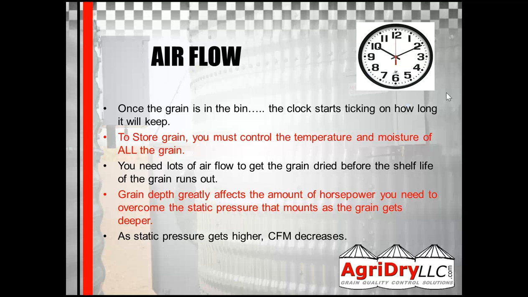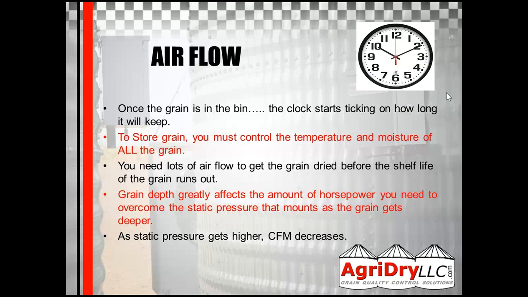When you're sizing your equipment on your grain bins, it's important to have it sized properly so that you meet those criteria and the grain doesn't go out of condition. To store the grain, you must control the temperature and moisture of all the grain. You have to push that moisture front or temperature front from the bottom to the top efficiently, and at the same time quickly in some applications, if it's high moisture or high temperature, so that you beat that clock of deterioration.